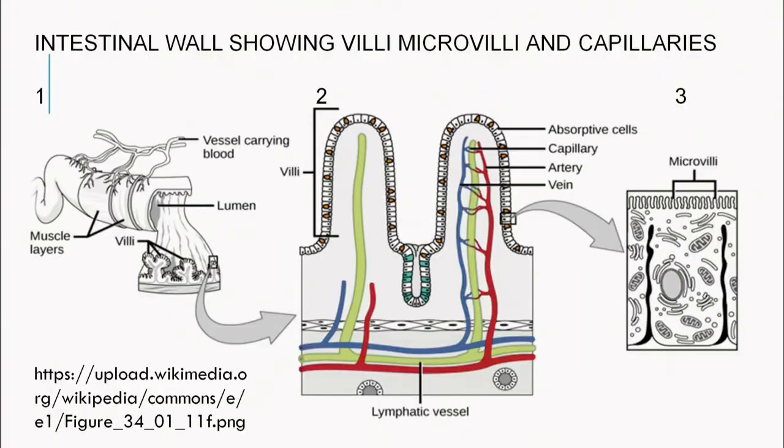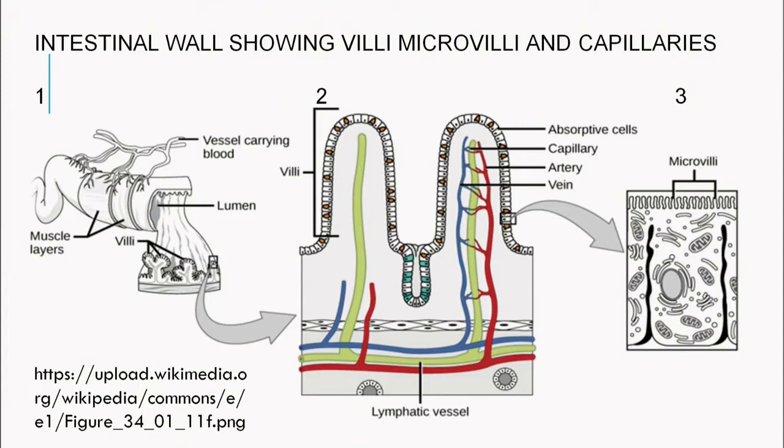These villi are richly supplied with very fine capillaries, and they take the absorbed food to the liver as well as to the different parts of the body or the different cells of the body. Then fatty acids and glycerol are absorbed by lacteals, and they move these fatty acids and glycerol to the lymph vessels. Now, this diagram shows the internal structure of the small intestine.